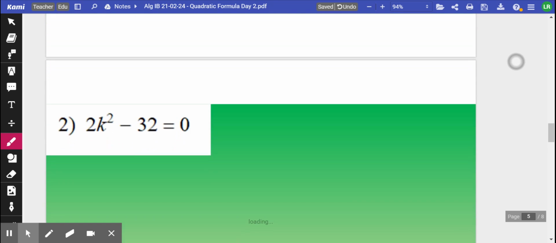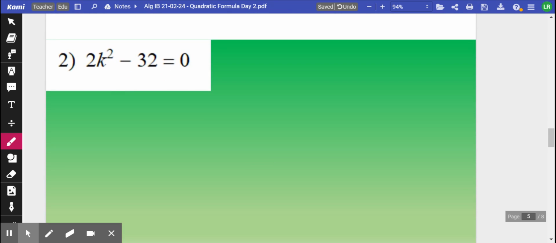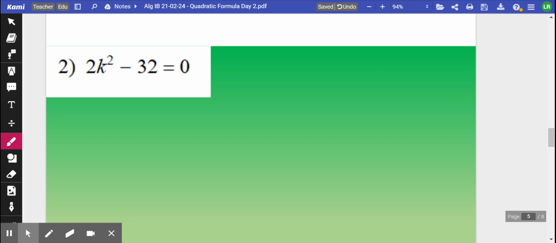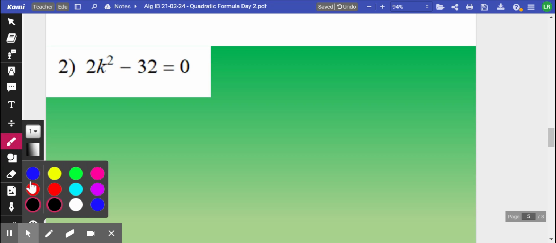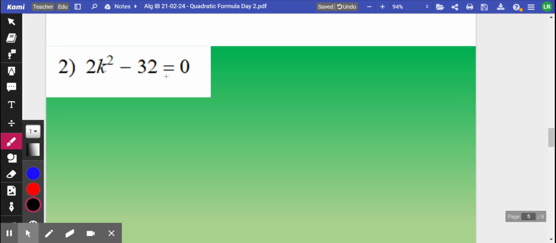Let's pause the video and complete number 2. Well, what's nice about this one is it is already equal to 0. So my a is 2. Now here's a unique thing. Remember, ax squared plus bx plus c equals 0. It's missing the bx, because I see a k squared, I don't see a k. So when that happens, that means the b has to be a 0. That's why it's missing. And c is -32.